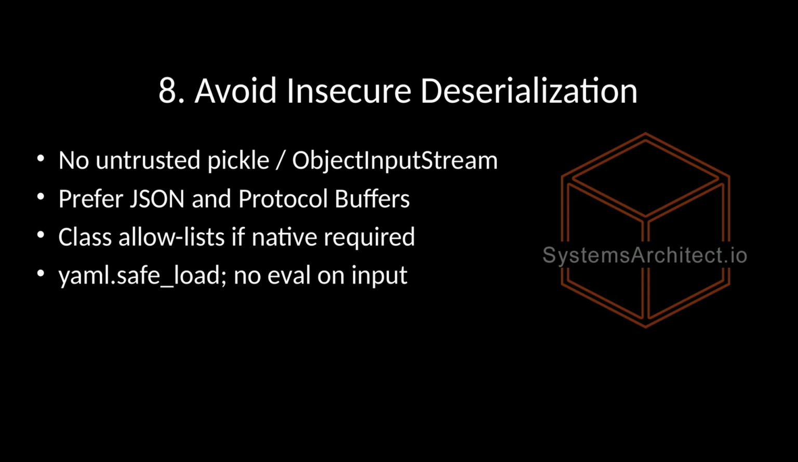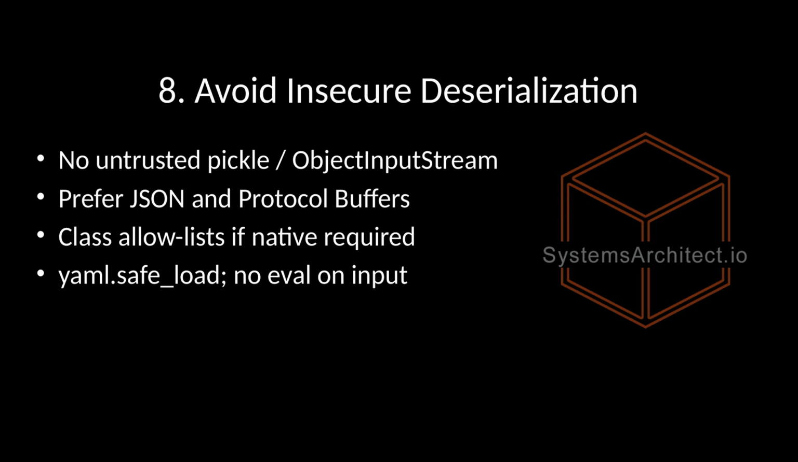Eighth, avoid insecure deserialization. Turning attacker-controlled binary, pickle, marshal, or serialized data into objects can mean remote code execution, as with gadget chains and breaches like Equifax via Struts. Prefer data-only formats, JSON, protocol buffers, never pickle.loads or ObjectInputStream on untrusted input. If native serialization is forced, allow list classes with an ObjectInputFilter.